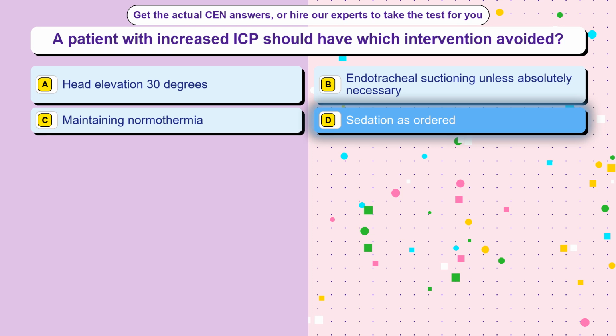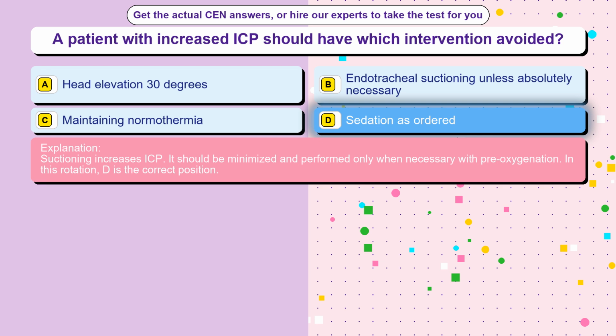The correct answer is Option D, sedation as ordered. Suctioning increases ICP. It should be minimized and performed only when necessary with pre-oxygenation. In this rotation, D is the correct position.